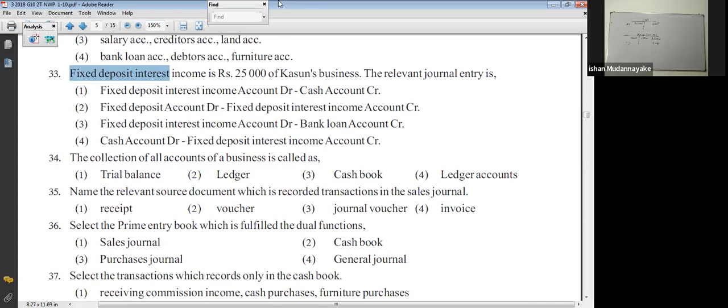Yes, fourth one. The fourth one is the answer. Correct. Here, actually, there is no mention of receiving 60% interest. But anyway, we will consider this 25,000 as collected by the business. If the business collected this 25,000, cash book is debited and fixed deposit interest income account is credited.